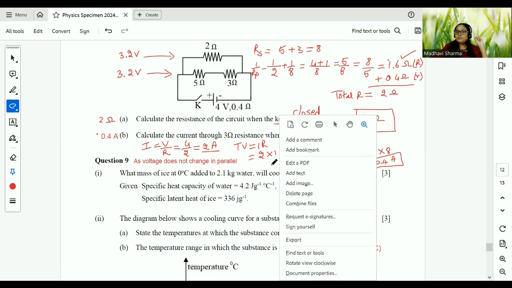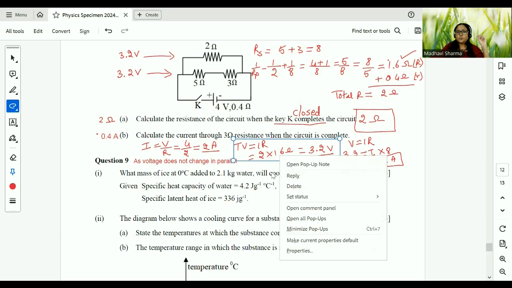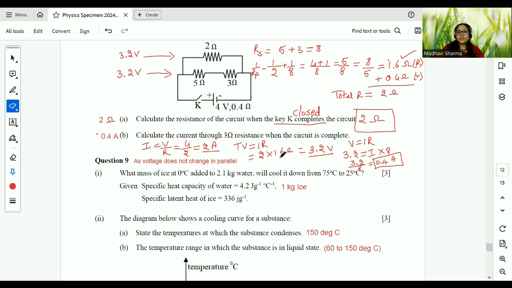We just did 1.6, yes? Oops, I can't write 1.6, yes. So the terminal voltage is 3.2 volt. Remember, in parallel, the terminal voltage does not change. So in this circuit, this one, terminal voltage is 3.2. Here also the terminal voltage is 3.2.